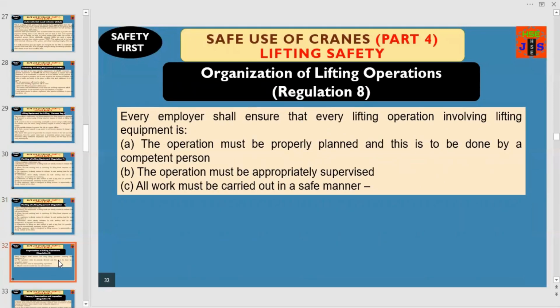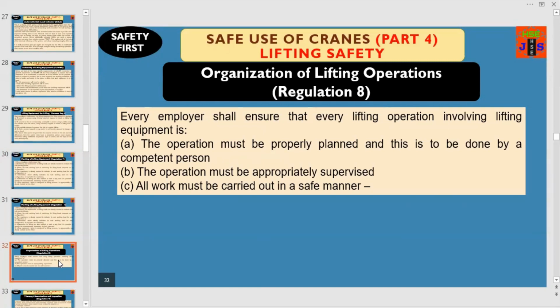Let us discuss now LOLER Regulation 8 about organizing of lifting operations. Every employer shall ensure that every lifting operation involving lifting equipment must be properly planned, and this is to be done by a competent person. The operation must be appropriately supervised. All work must be carried out in a safe manner.